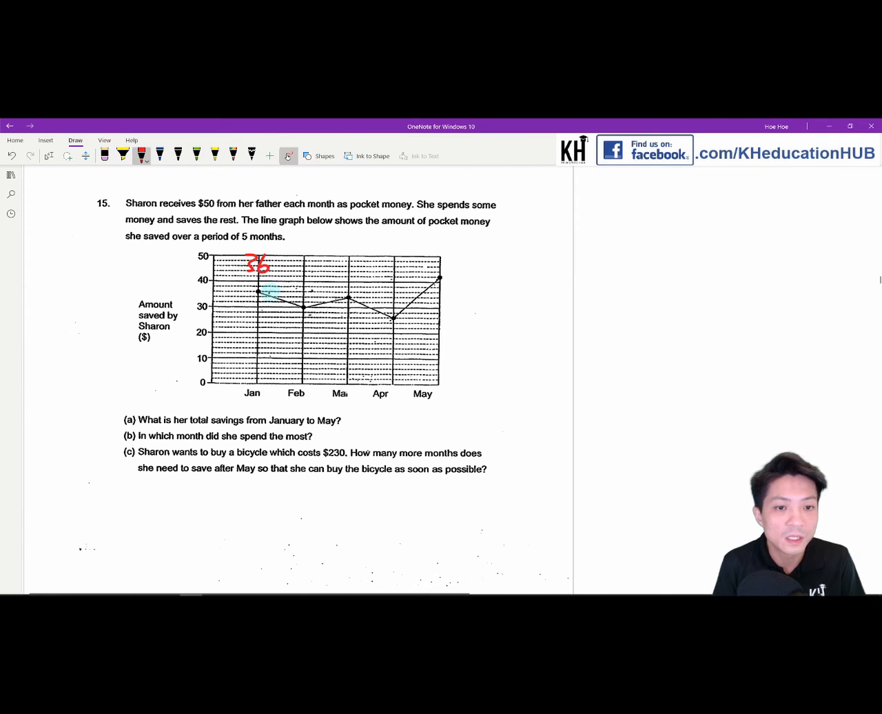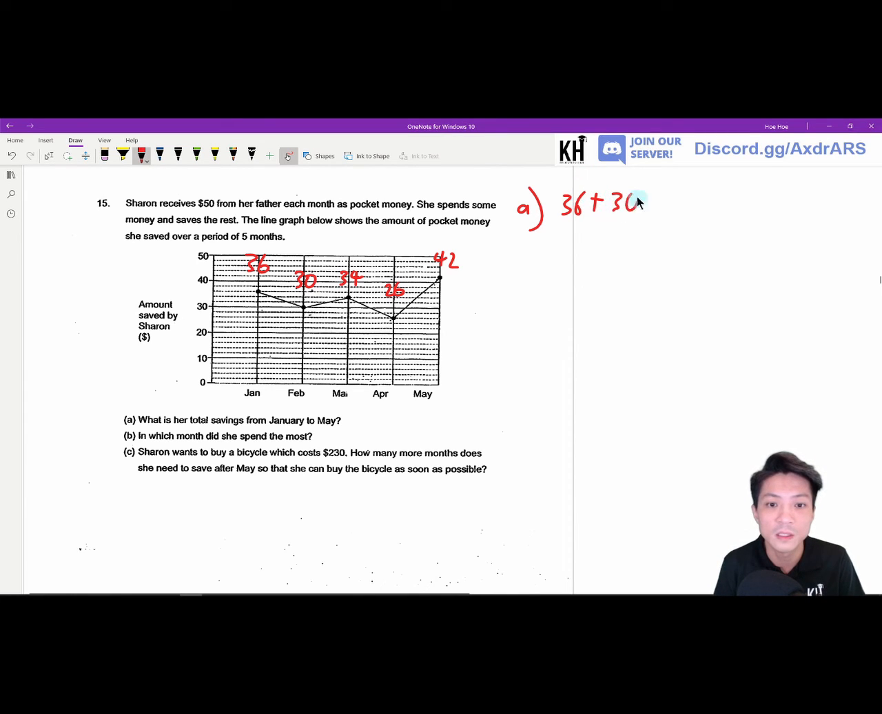So this will be 36. This will be 30. This will be 34. This will be 26. This will be 42. Okay, so for part A, to find the total savings, we just need to add this all together: 36 plus 30 plus 34 plus 26 plus 42.